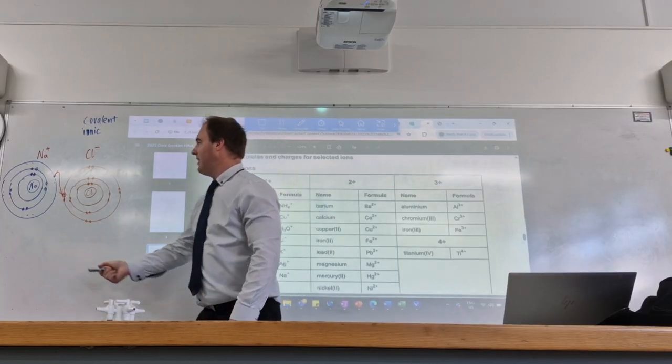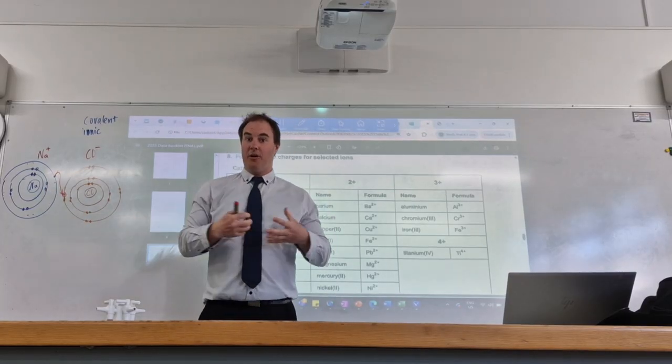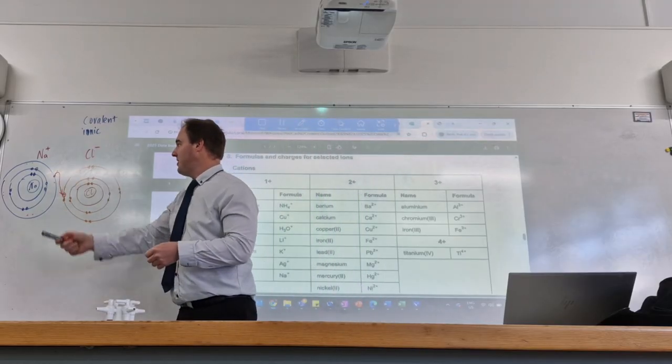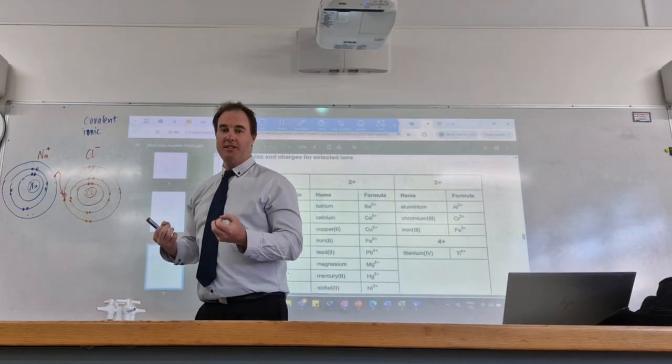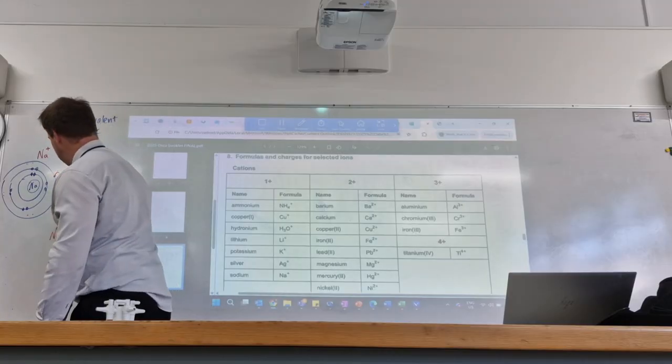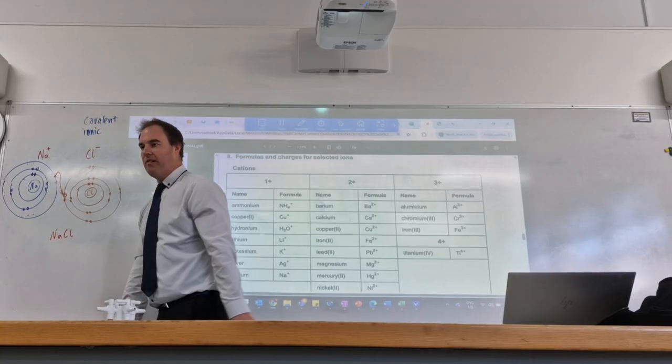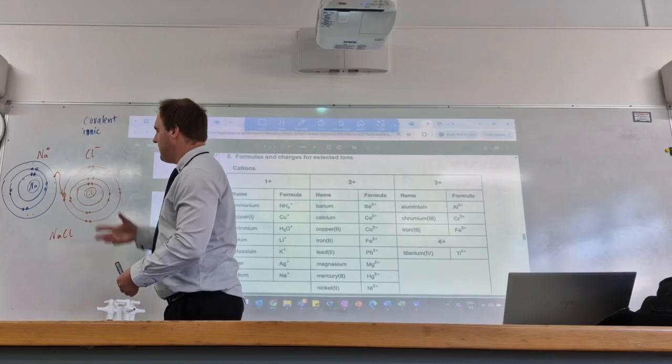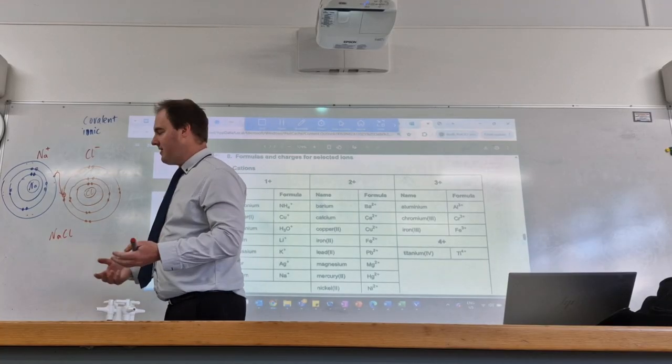And this is why sodium and chlorine bond so well. It's an ionic bond between them, because you've got this positive charge and this negative charge, opposites attract, and they create NaCl, sodium chloride, which is also known as salt, like table salt. So that's what an ionic bond is.